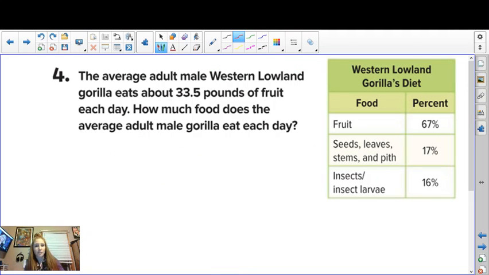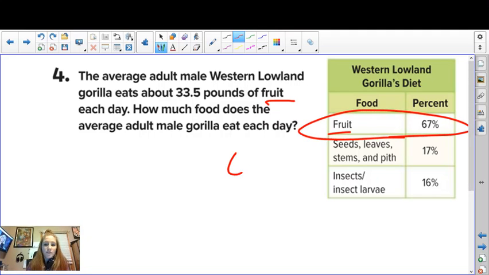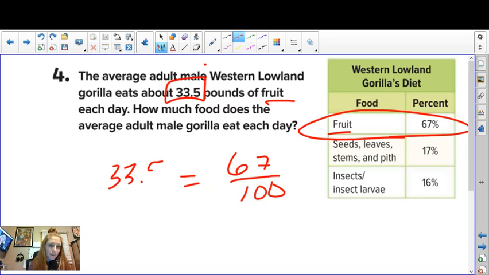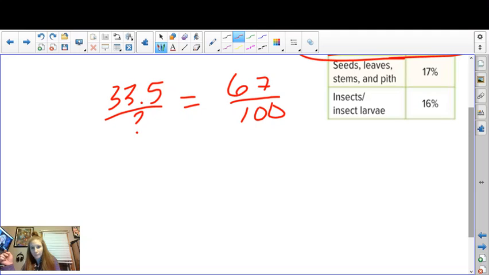Last one. The average adult male Western lowland gorilla eats about 33.5 pounds of fruit each day. How much food does the average adult male gorilla eat each day? So I'm given the fruit, which has a percentage. I know I have 67% out of my 100. They're telling me that 67% is equal to 33.5. I cannot read numbers today. I'm trying to find the total amount of food he eats.